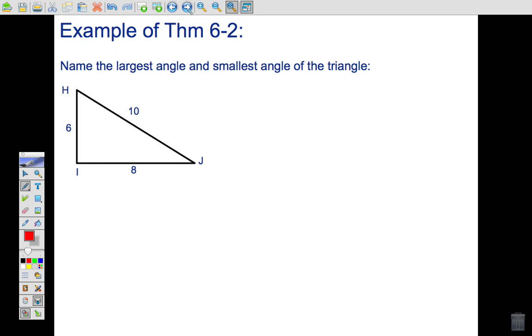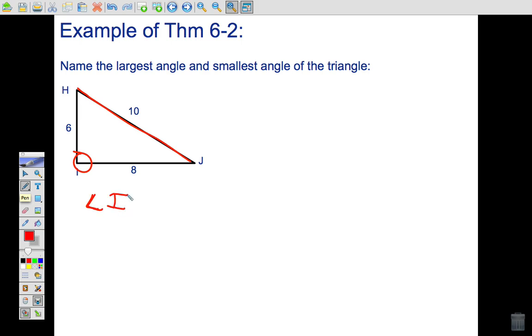So let's take a look at an example of theorem 6.2. It says, name the largest angle and the smallest angle of the triangle. Now let's identify our sides here, which are longer and which are shorter. Now the largest angle, first of all, has to be opposite the longest side. Well, what's the longest side? The longest side is this side that has a length of 10. So the largest angle has to be angle I.